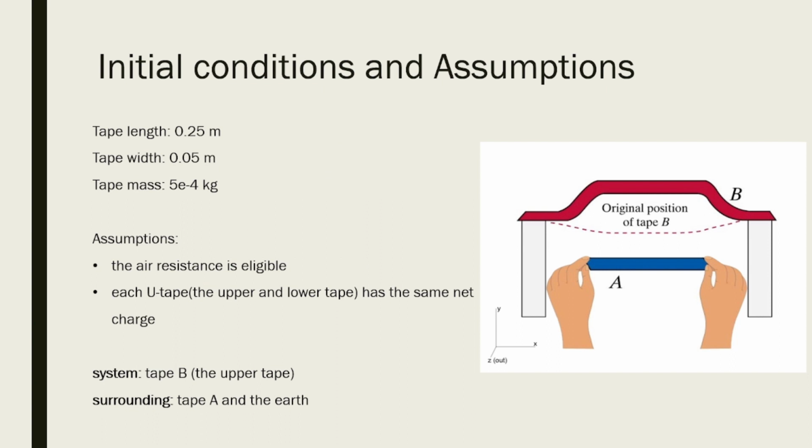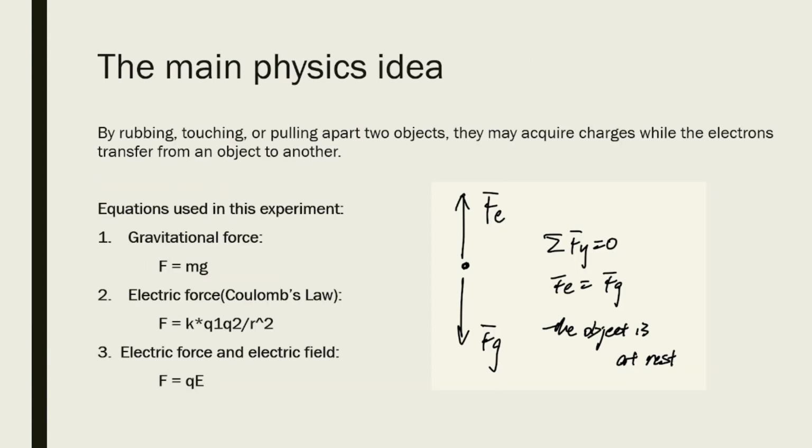So the image above shows some basic concept for the experiment. When we put two charged tapes close to each other, they repel, and with some measured values and equations, we can get the quantity of charge on the tape. We have some initial conditions listed, like the length and the width of the tape, and with those values, we can get the mass of the tape. We make some assumptions, like the air resistance is negligible, and also we assume that each tape has the same net charge. In this experiment, the system is tape B, while the surrounding is tape A and the Earth.